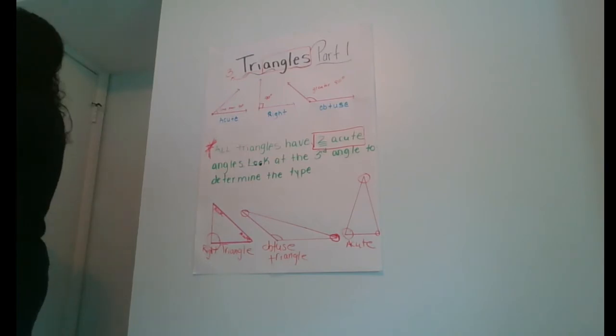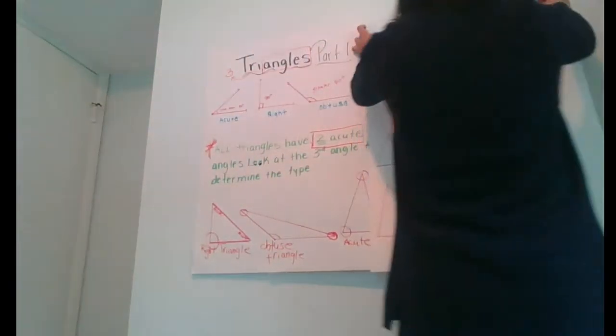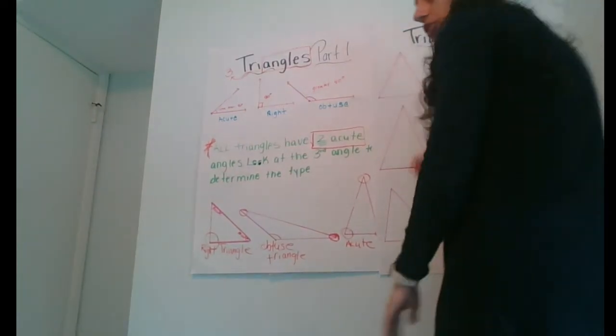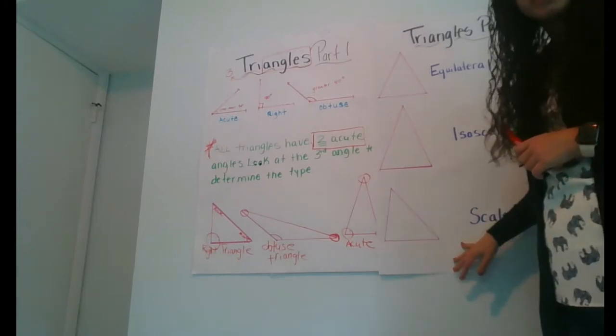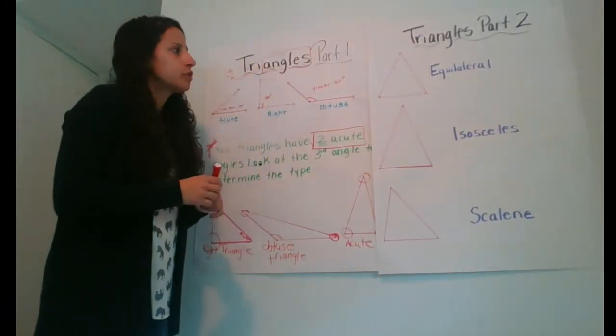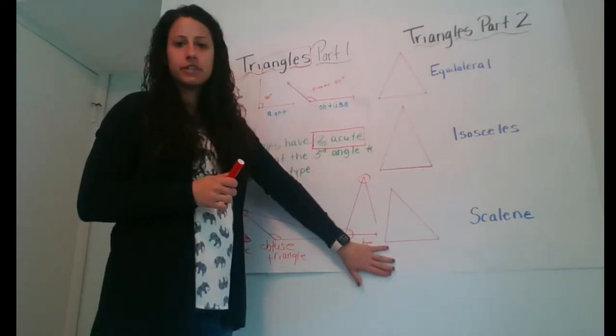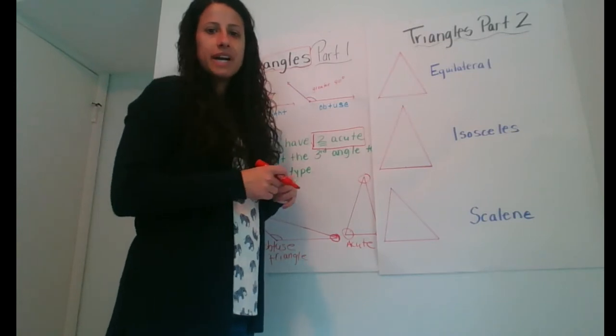Now we're going to talk about classifying them by their sides. And it's really helpful to have a ruler with you. Sometimes you can just tell by looking at the triangle, but if you want to be completely certain, you should definitely have a ruler with you. So, three different types.